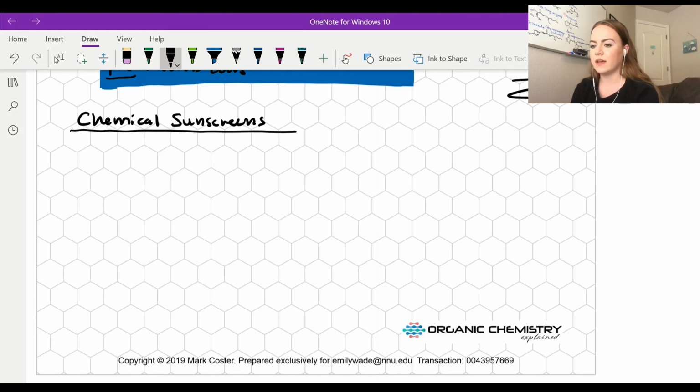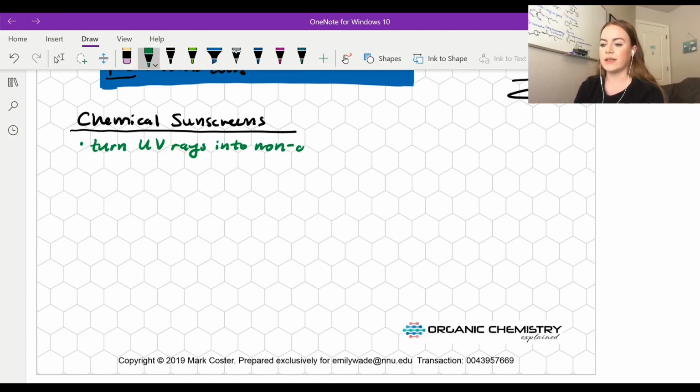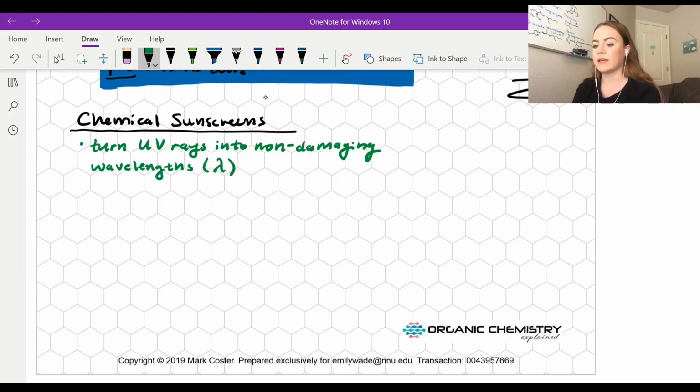So the big takeaway of chemistry I want you all to understand with chemical sunscreens is that they turn UV rays into non-damaging wavelengths of light or heat. However, while they absorb the light, the UV rays still penetrate into our skin layers. Okay, so let me say that one more time. UV rays are turned into non-damaging wavelengths of light or heat. However, while the molecules absorb the light and can initially be non-damaging wavelengths, the UV rays can still penetrate into our skin layers.